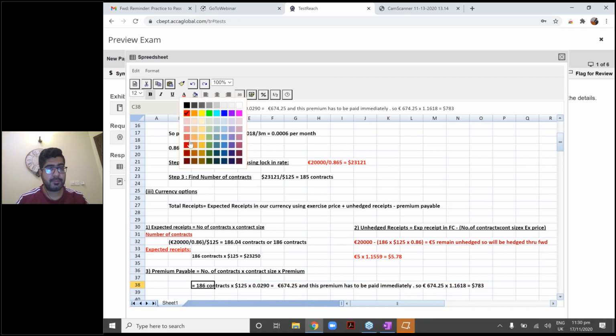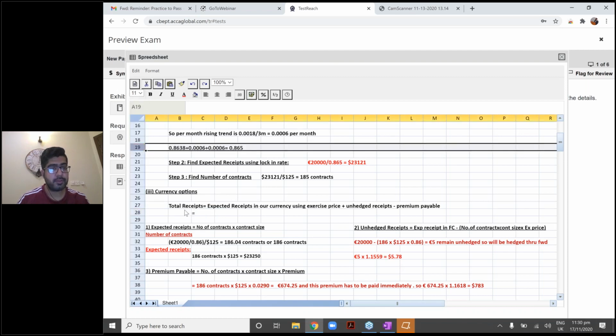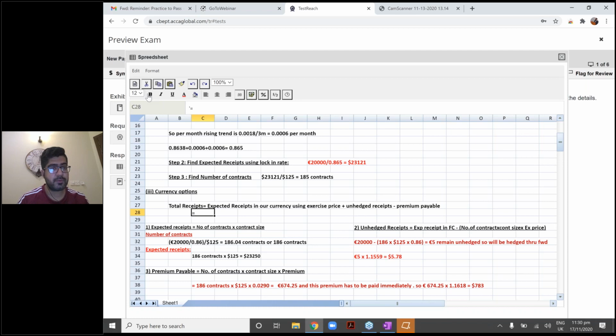So I'm done with everything, all three things. Now I can find this total receipts. That this total receipts is based on three things.